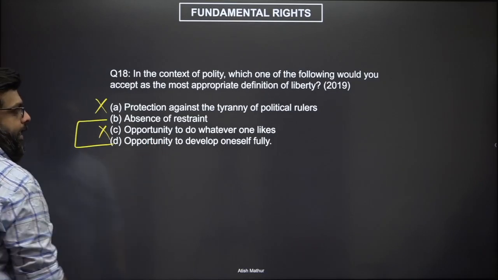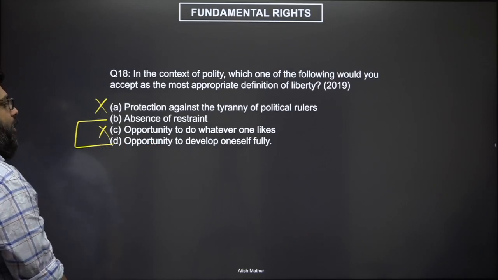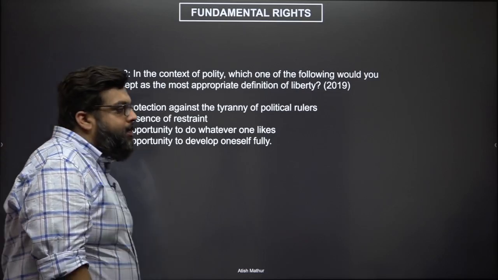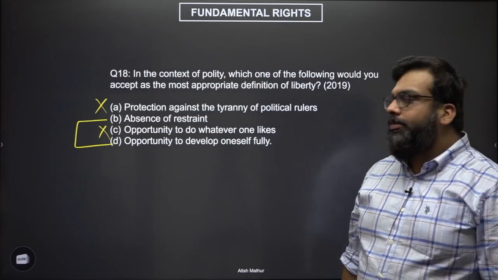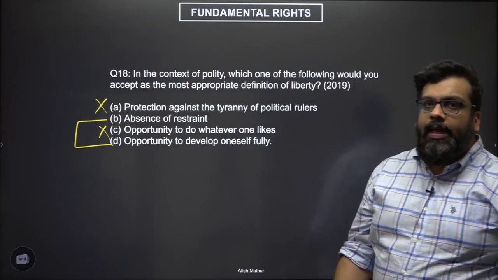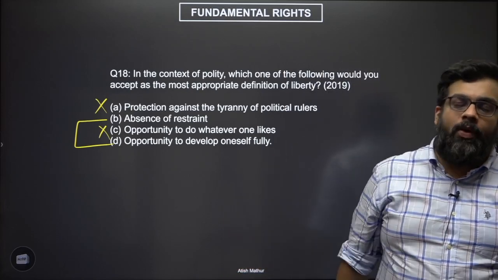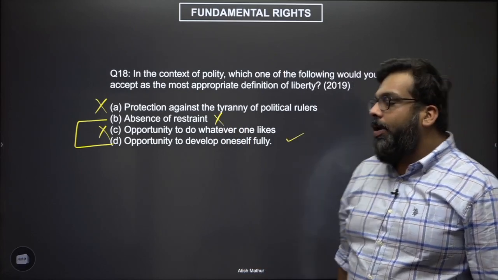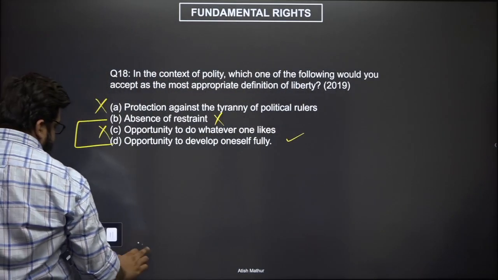Option C and option D has a difference. Option C means both positive and negative development. Option D only means positive development. Option B says absence of restraint. Does this mean that there are no restrictions on what you want to do and what you would ever do? No. Liberty will have certain restraints, but those restraints have to be justified through law and they have to be reasonable. So your option becomes D, the opportunity to develop oneself fully. Okay, important.